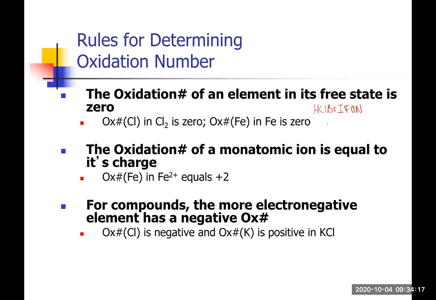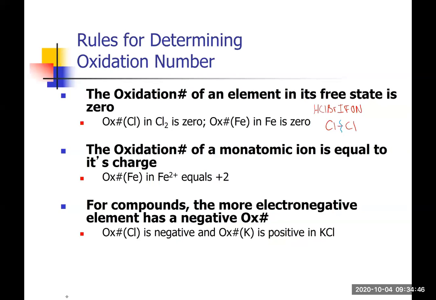And here's the reason why. If we look at chlorine, for example, if for chlorine we were to break this bond, each chlorine would take with it the same amount of charge when that bond is broken, because each chlorine has an identical nucleus that's attracted to negative charge. And therefore, each chlorine would have an oxidation state of 0.